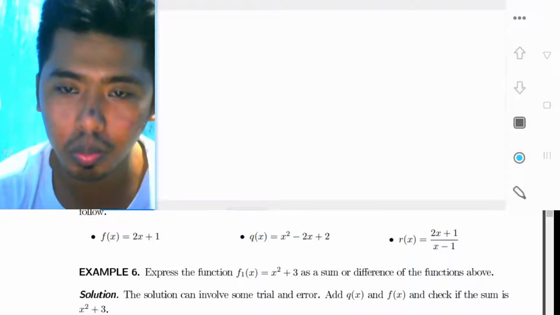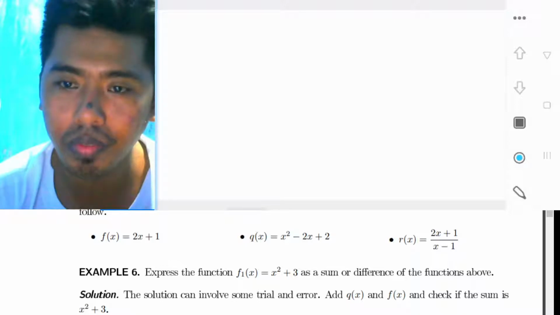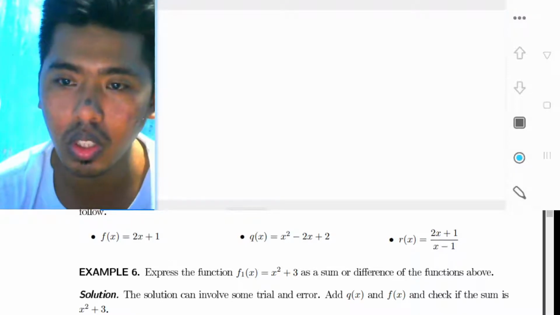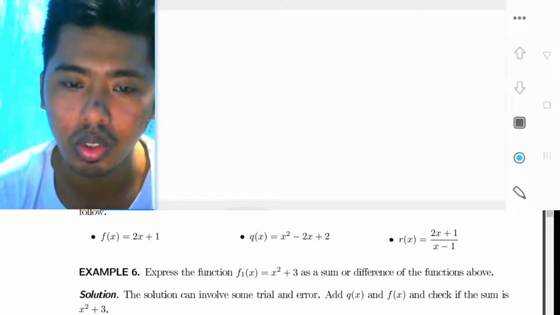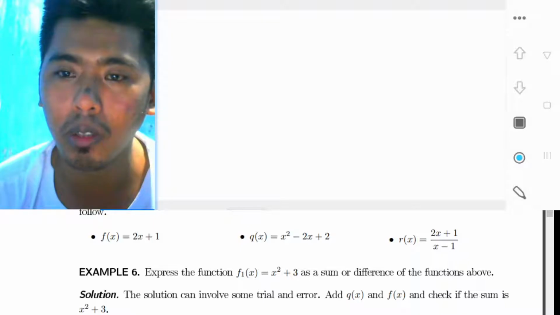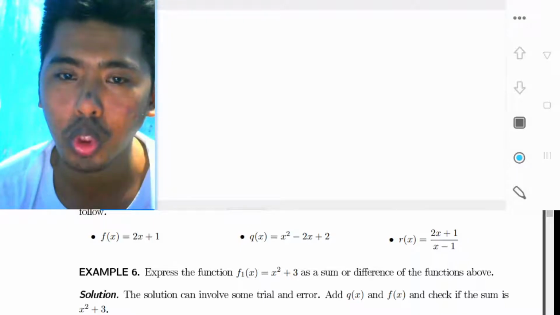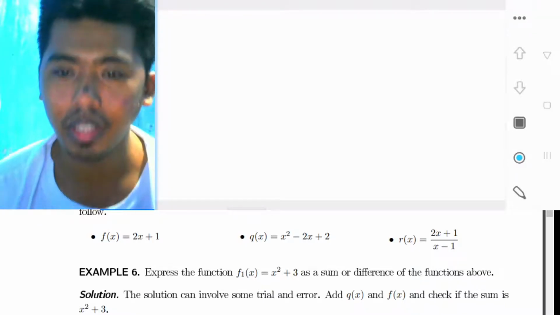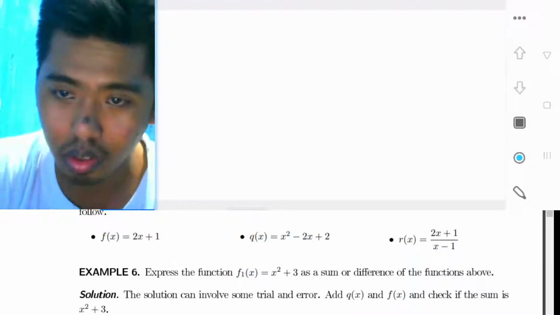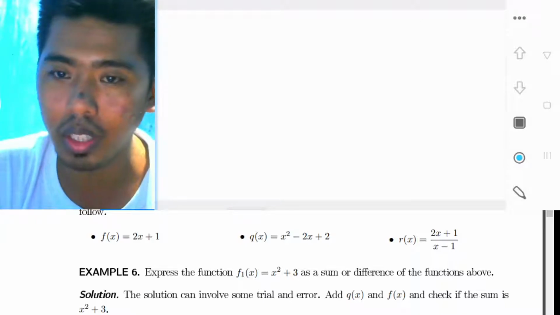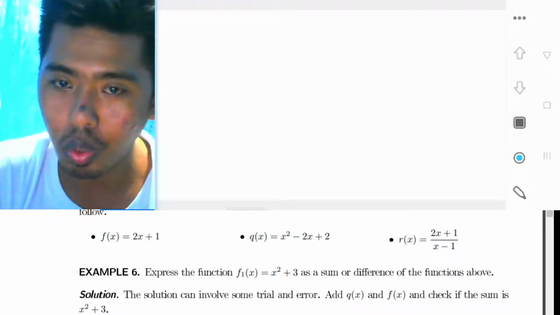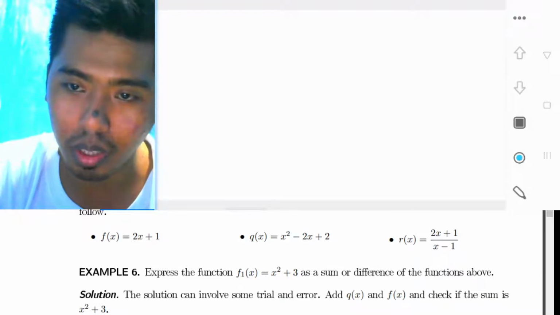So again, express the function f sub 1 of x is equal to x squared plus 3 as a sum or difference of the functions above. We're going to find this f sub 1 if we add these three functions above, the f of x, the q of x, the r of x, which will become x squared plus 3.